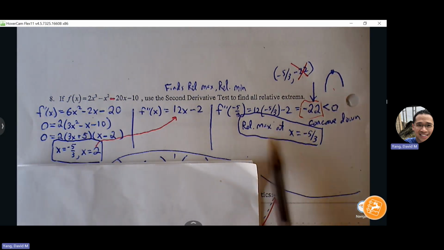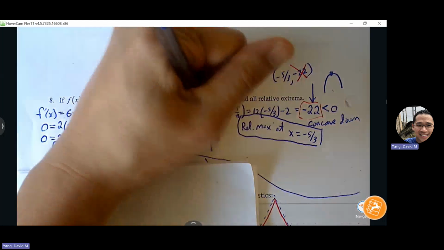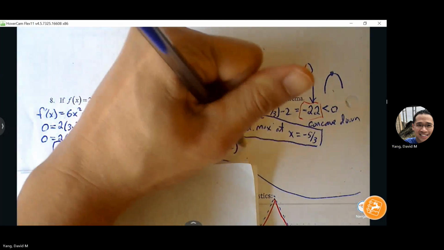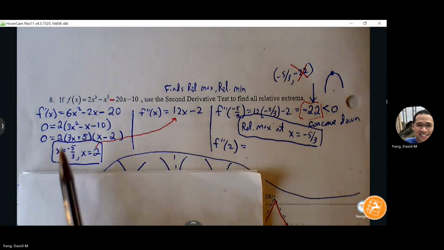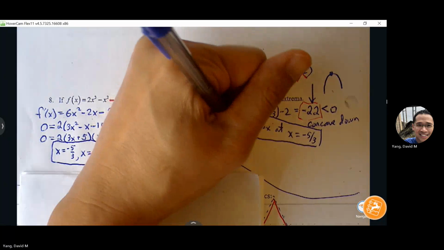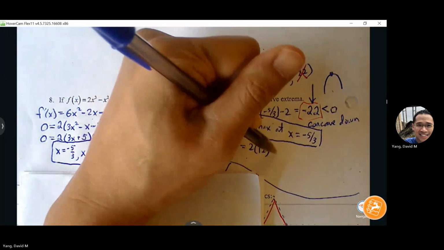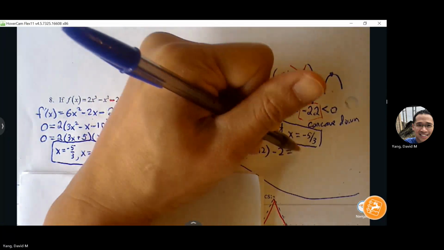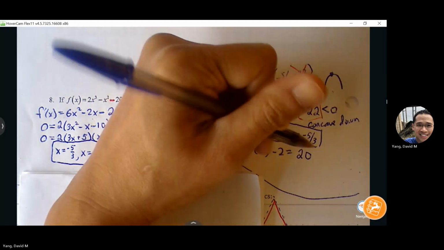Does that make sense? Okay, f double prime of 2. Into the second derivative, so 2 times 12. Sorry, 22.